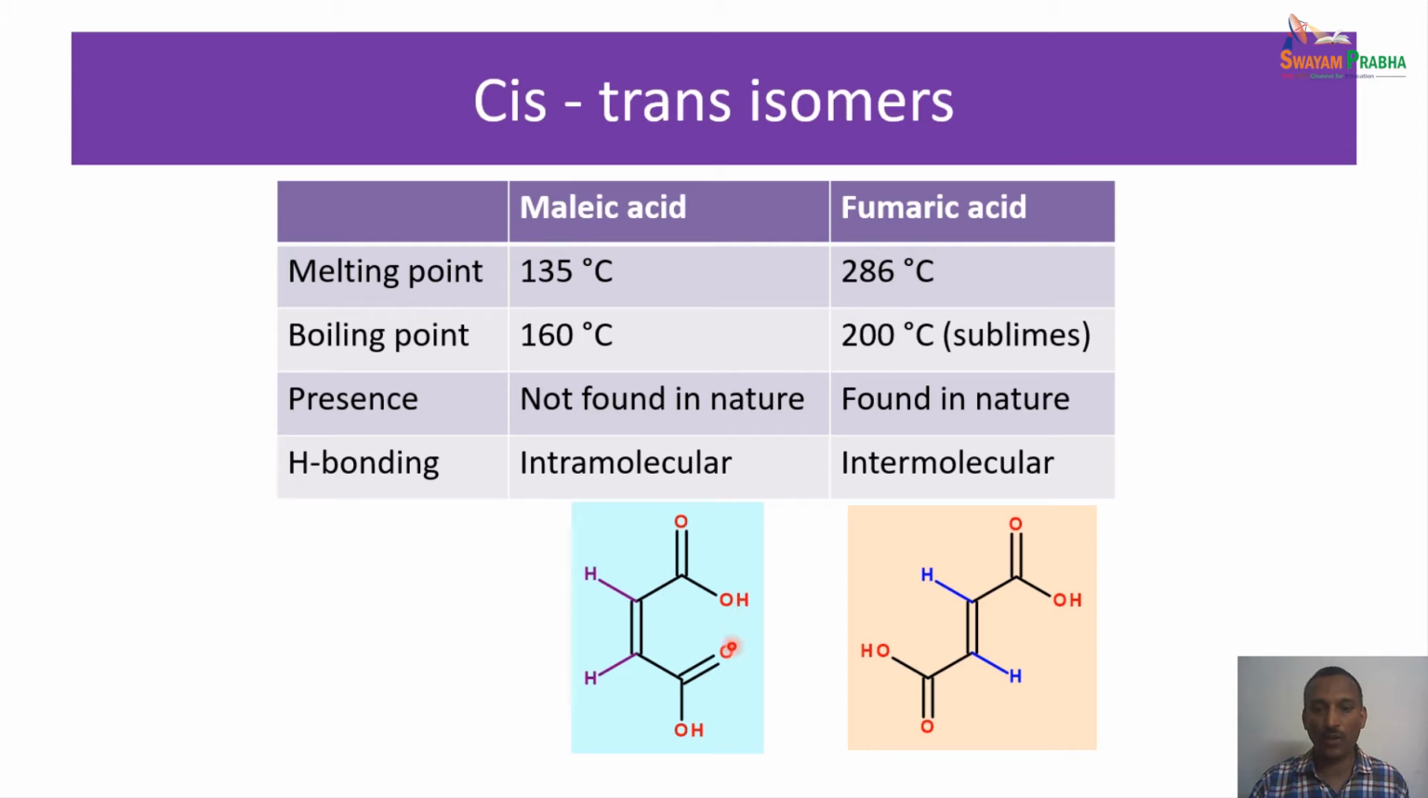That is what is called an intramolecular hydrogen bond, whereas in the case of the trans isomer it cannot form, because this OH and this OH are actually far away from each other, and this oxygen and this hydroxyl hydrogen cannot form a hydrogen bond. So in this particular case hydrogen bonding is possible, but only through intermolecular hydrogen bonding.